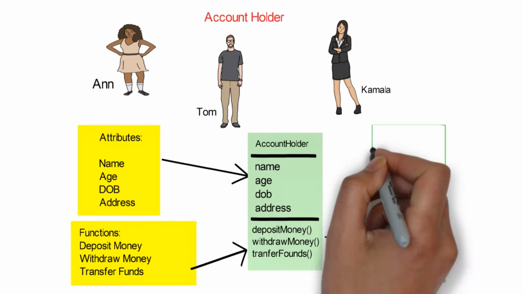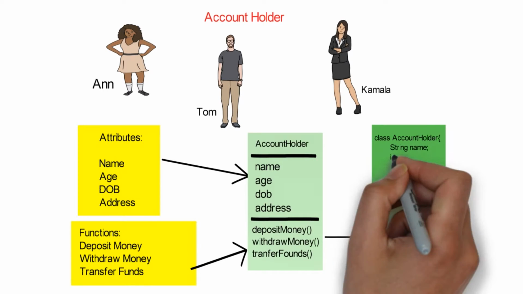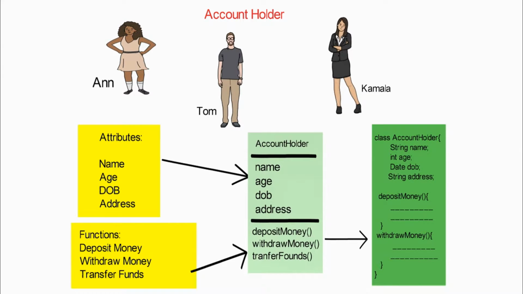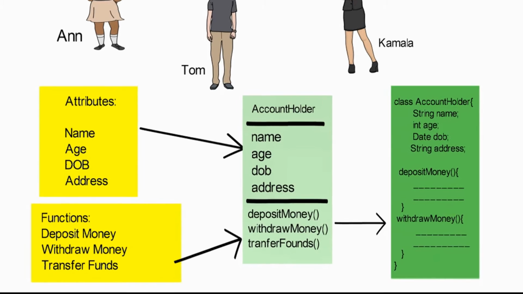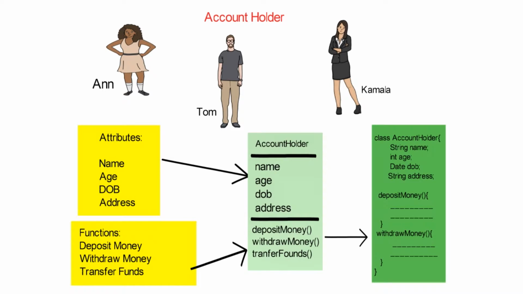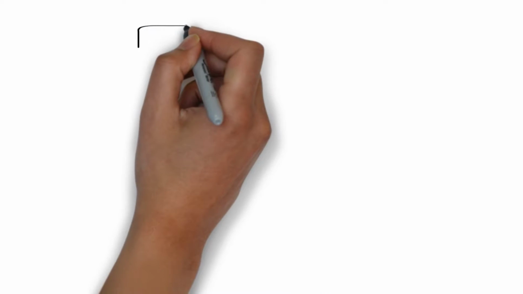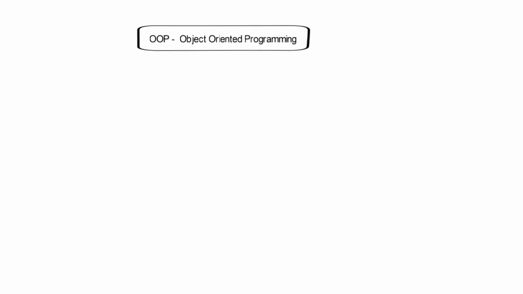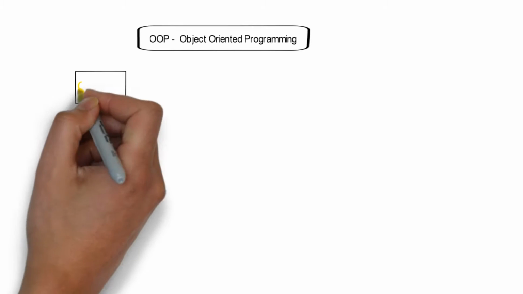Now, in object-oriented programming, we will create a class which will have the same attributes and the same functions. So we can have a class called account holder. Here we can see the attributes name, age, date of birth, address and some functions like deposit money, withdraw money and so on. In object-oriented programming, for one single class, we can create multiple objects.